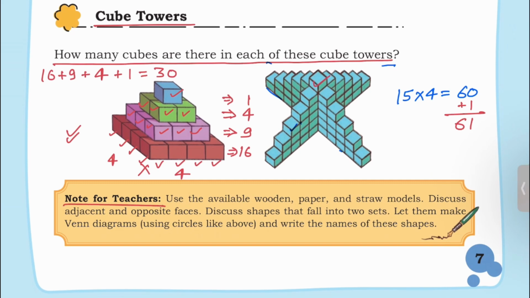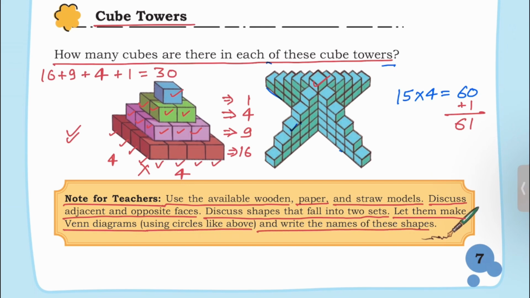Note to the teachers: use the available wooden, paper and straw models. Discuss adjacent and opposite faces. Discuss shapes that fall into two sets. Let them make Venn diagrams using circles like above and write the names of these shapes.